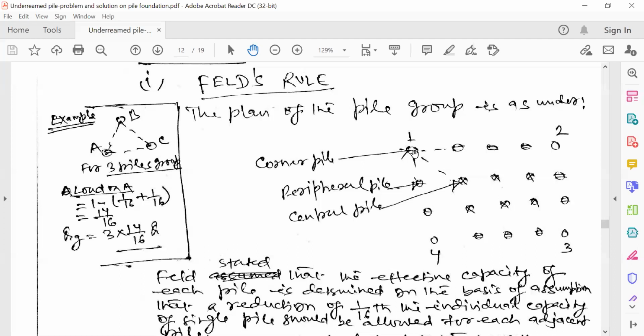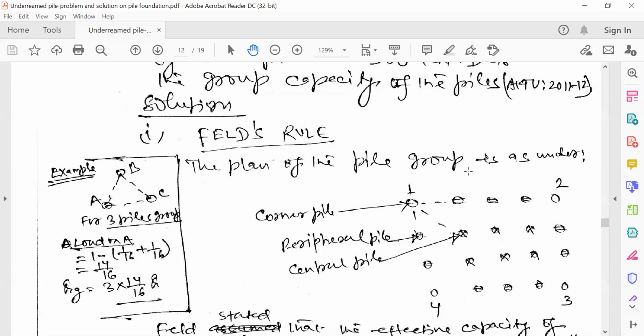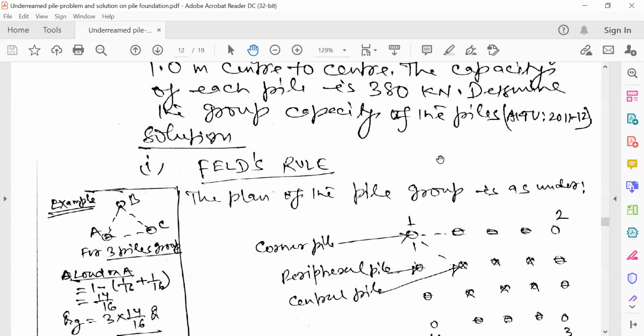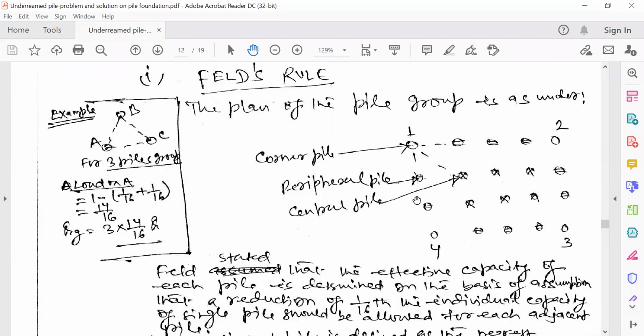See, 20 piles are there, arranged in 4 rows. In 4 rows we have to arrange them, and the total piles are 20. So you see 4 rows: 1 2 3 4, and in one row 5 piles are there. So 5 into 4 is 20 piles. We need to understand the technique for solving this.